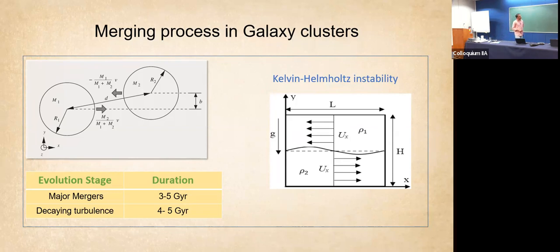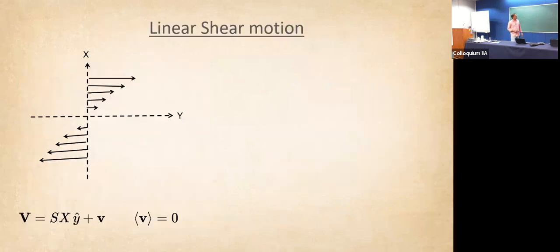The evolution stage of the mergers generally lasts for something like 3 to 5 gigayears. And after this phase, the turbulence decays for another 4 to 5 gigayears. For us, the phase where the turbulence is considered steady is what matters. So we model this velocity field as a linear shear flow, which varies linearly along the direction x1 and is pointed in the y direction. On top of that, we overlay the turbulent velocity.